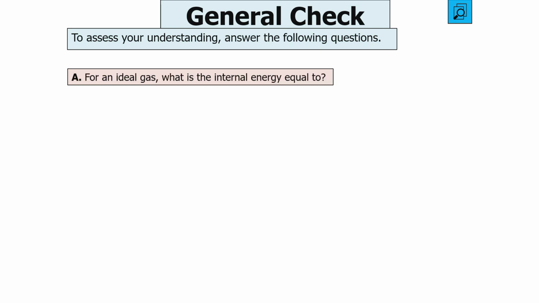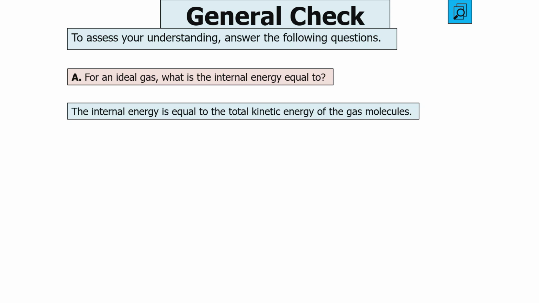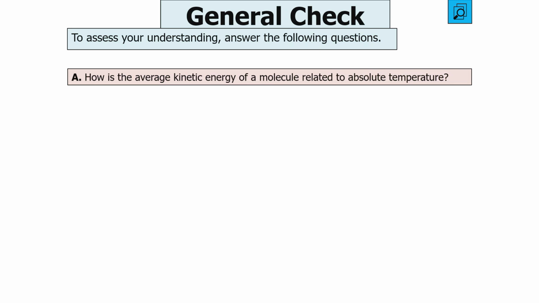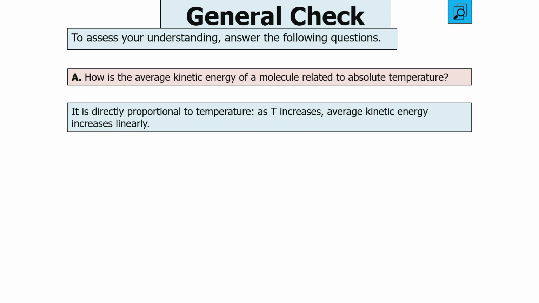For an ideal gas, what is the internal energy equal to? The internal energy is equal to the total kinetic energy of the gas molecules. How is the average kinetic energy of a molecule related to its absolute temperature? It is directly proportional to temperature. As T increases, the average kinetic energy of the molecule increases linearly.